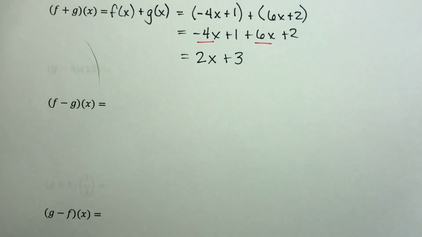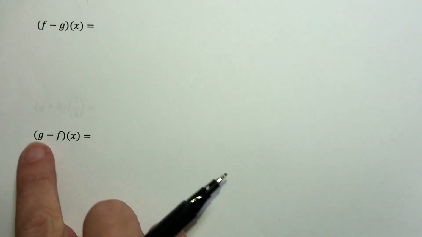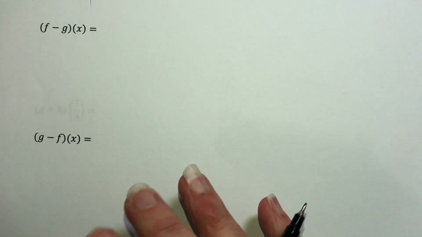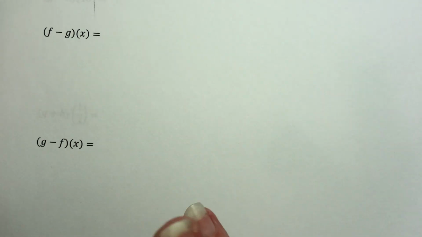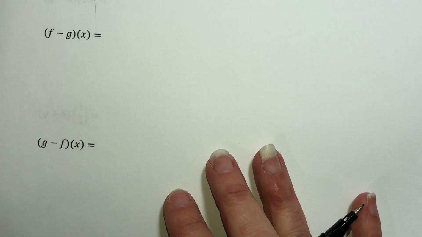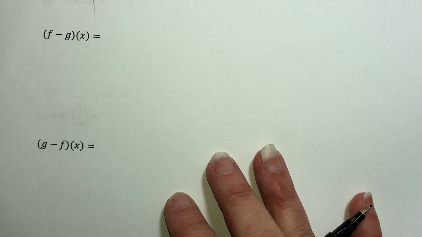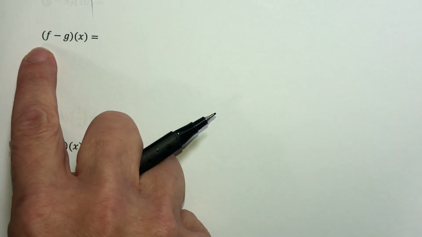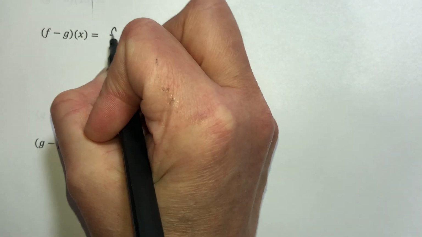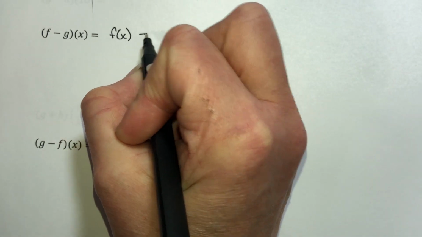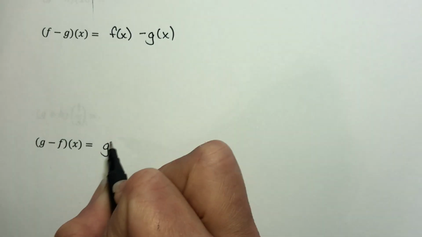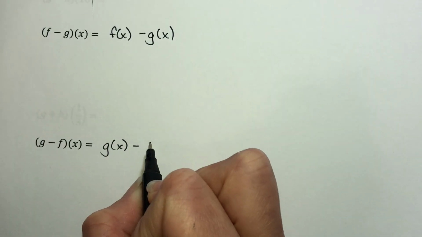Okay, so now what if we have f minus g? I'm comparing that to g minus f. The difference with subtraction, you know, if you subtract in a different order, you get different answers almost all the time. I mean, if you're subtracting 0 minus 0, it doesn't matter, but that's really the only exception. Okay, so this one says I want to start off with f of x, and then I'm going to subtract g of x. And this one means I'm going to take g of x and then subtract f of x.